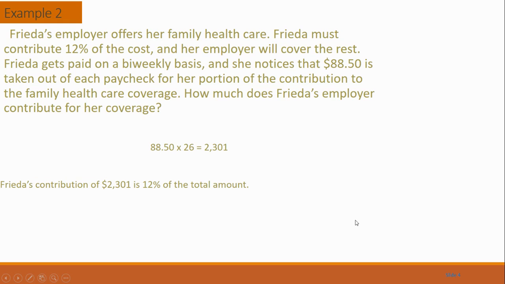So we have our $88.50 that she noticed was taken out of her paycheck. She is getting paid bi-weekly, so that's every other week, so it's 26 paychecks, which equals $2,301. So Frida's contribution is $2,301, which is 12% of the actual amount.